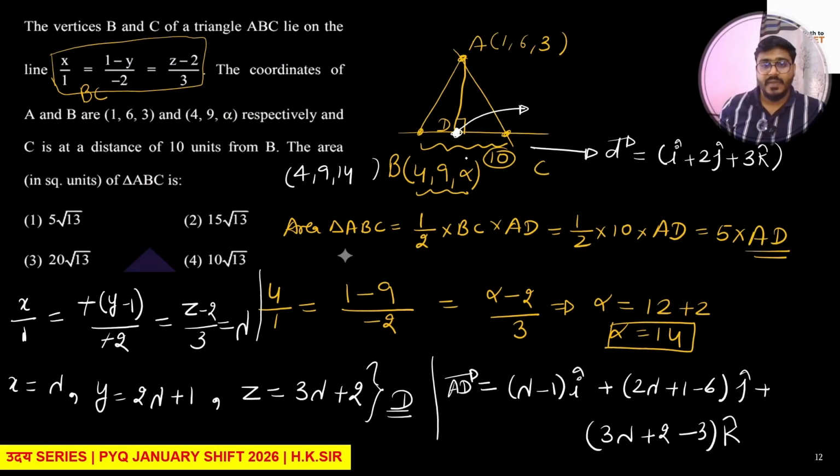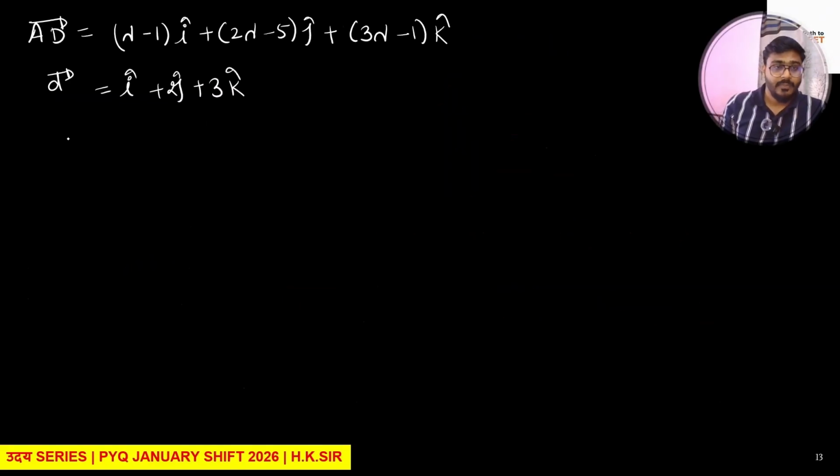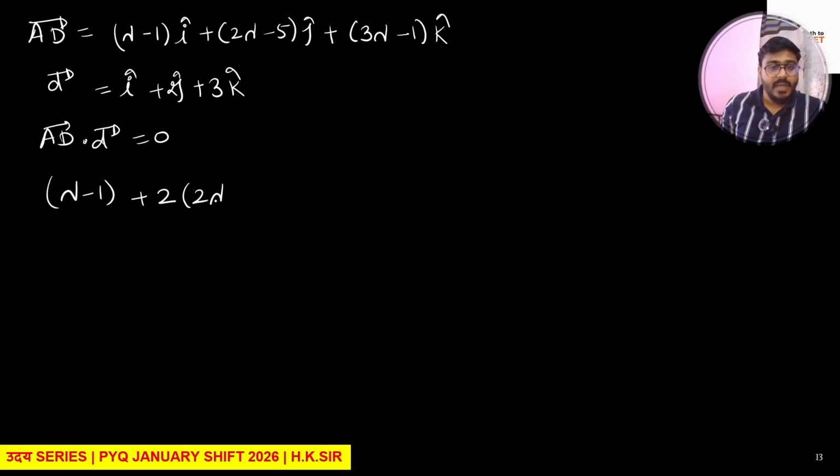This is the direction vector, this is the AD vector, so both are perpendicular, so their dot product is 0. So AD vector dot direction vector should be 0. So lambda minus 1 plus 2 into 2 lambda minus 5 plus 3 into 3 lambda minus 1 equal to 0.